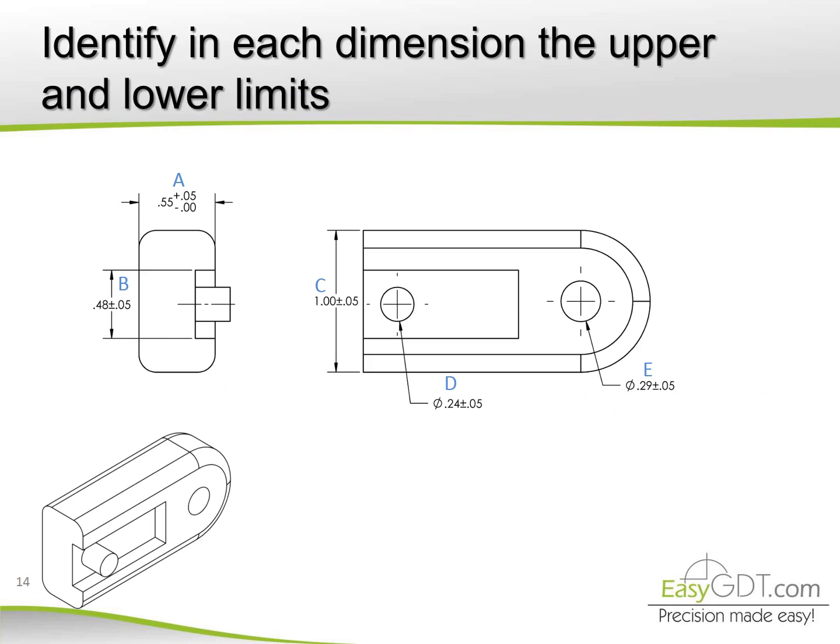Now, let's answer the following exercise, determining the material conditions of some of the features of size step by step. Use the printed exercises as support. First, identify on each of the 5 dimensions shown the upper and lower limits. As an example, dimension A of 0.55 minus 0 plus 0.05 gives us a limit of 0.55 and 0.60. Now pause the video to perform this part and resume when finished.